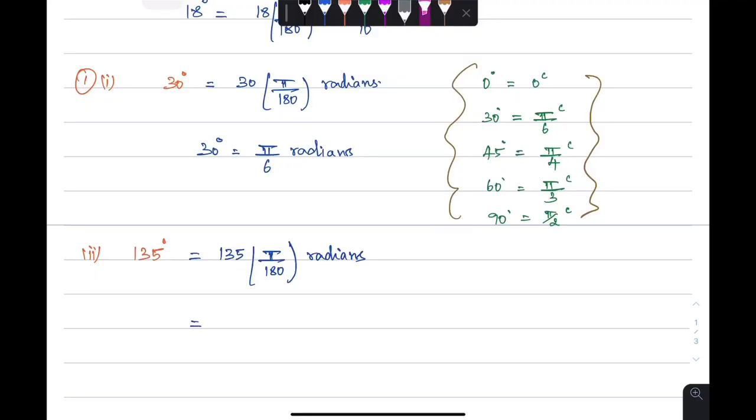So 135 into pi by 180 can be simplified as what? Exactly. I'm giving you time. You do it along with me. It is 3 pi by 4 radians. Very good.